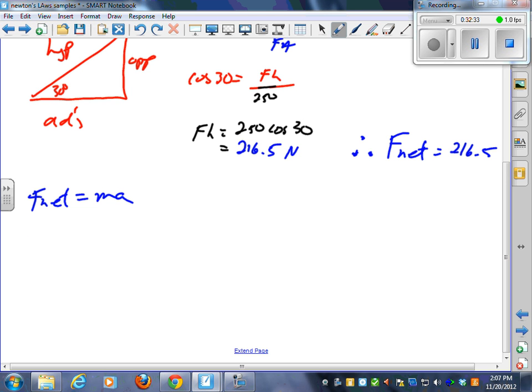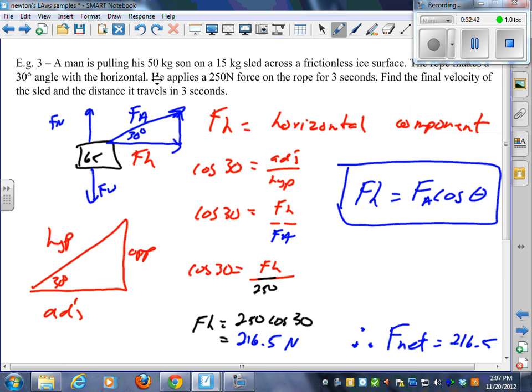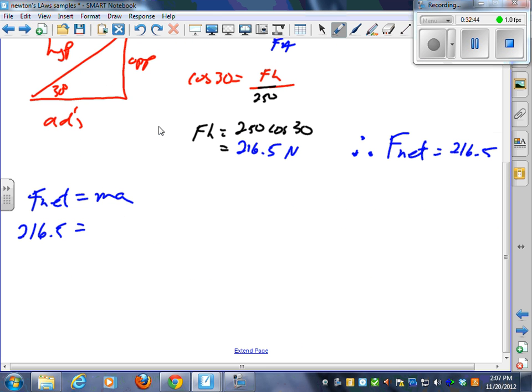What's my net force? 216.5. What's my mass? 65. Okay, so how should I be writing this? Well, I'm sort of going left to right and top to bottom, right? Do I put this down under this? Sure. Now I have to find my acceleration. 216.5, same as this number, right? Same as this number, F net.